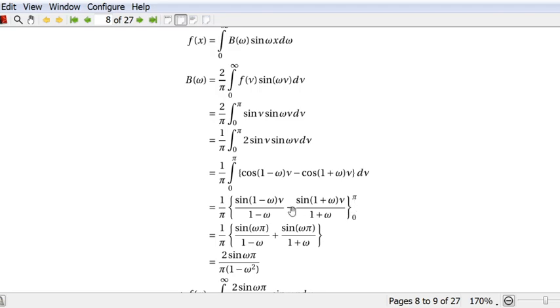When we put the upper limit here, sine of 1 minus omega pi by 1 minus omega, minus sine 0 by 1 minus omega. Sine 0 is 0, so we got sine omega pi by 1 minus omega, plus again when we put the upper limit, we got sine of 1 plus omega into pi divided by 1 plus omega, minus sine 0 by 1 plus omega. Then we use the result sine a minus b. Sine a minus b is equal to sine a cos b minus cos a sin b. So whenever sine pi is there, it goes to 0. When we have cos pi, it goes to minus 1.